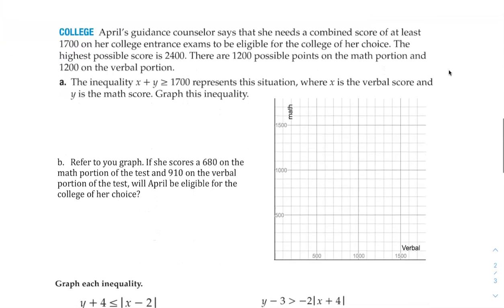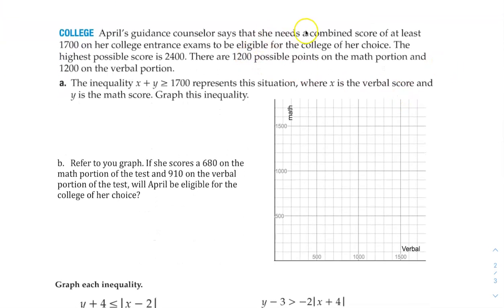Application problem. April's guidance counselor says that she needs a combined score of at least 1,700 on her college exams to be eligible for the college of her choice. The highest possible score is 2,400. There are 1,200 possible points in the math portion and 1,200 points in the English, verbal portion. The inequality x plus y is greater than or equal to 1,700 models this situation, where x is the verbal score and y is the math score. Graph this inequality.